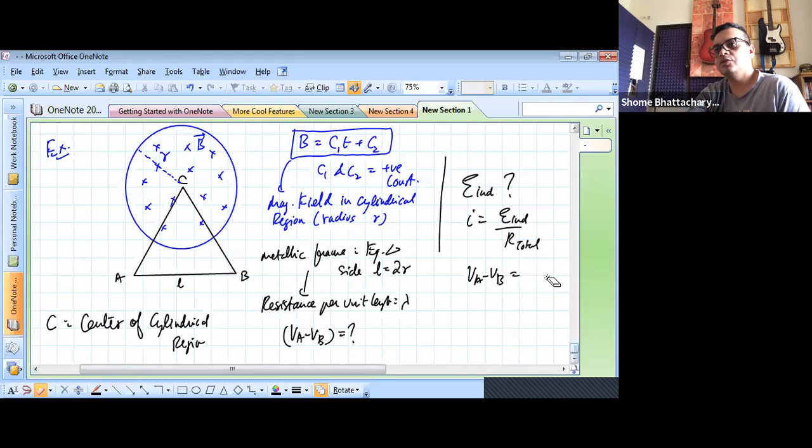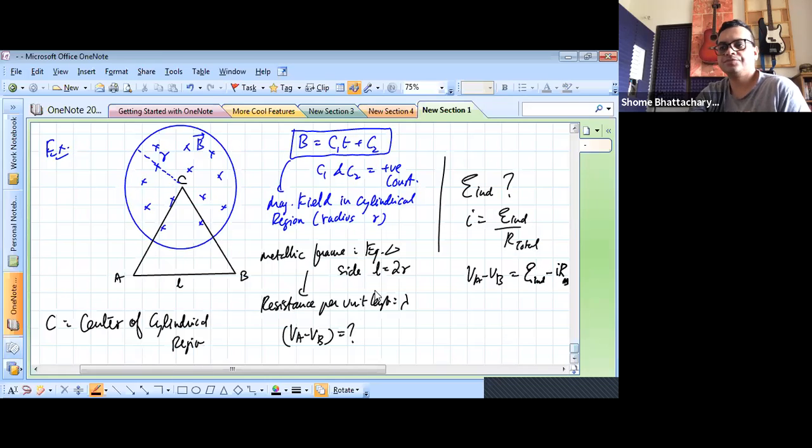Just wait, this will not be completely correct. We'll discuss. There will be some induced EMF in this also. So you have to understand that. No, VA minus VB will not be 0. So you have to understand a few things.